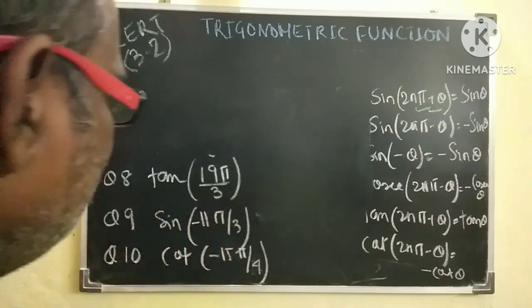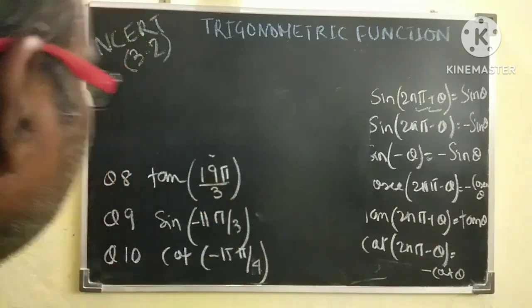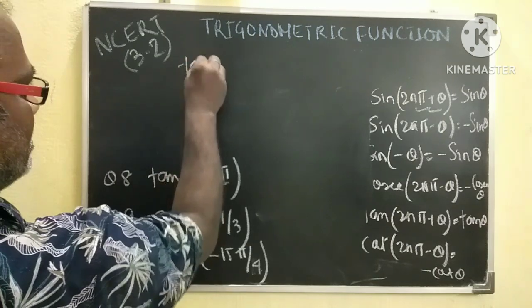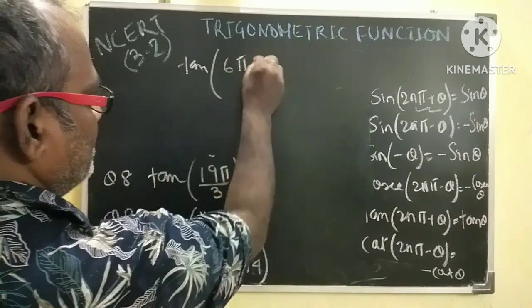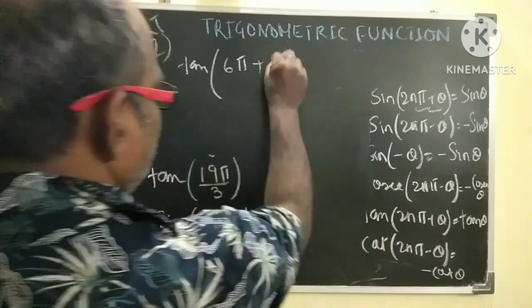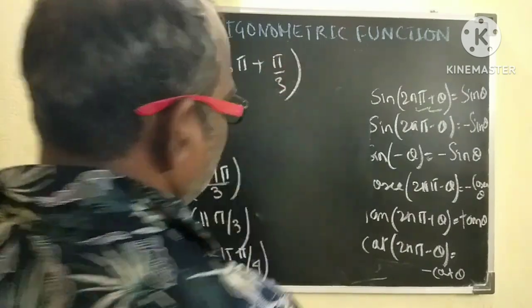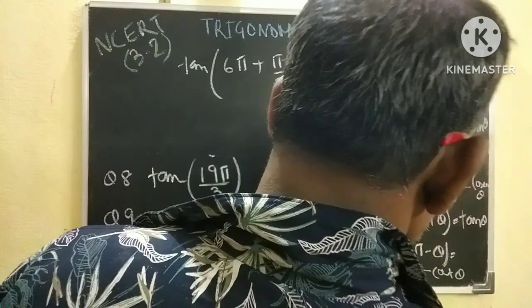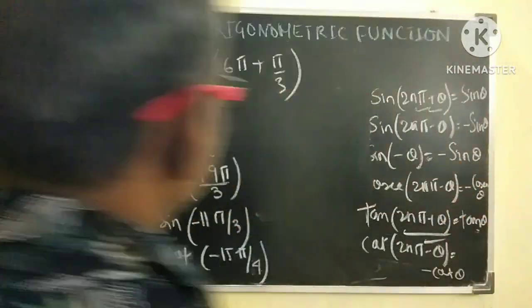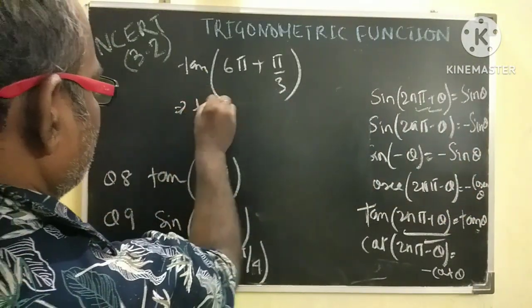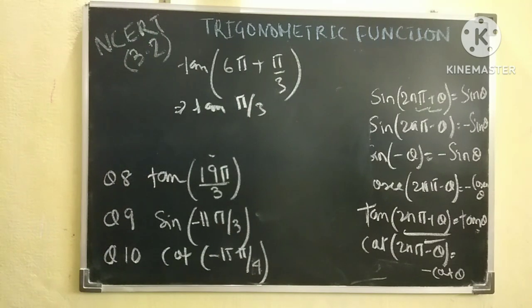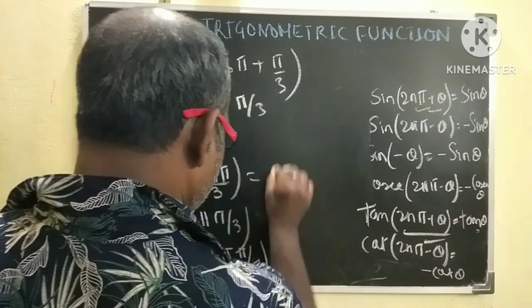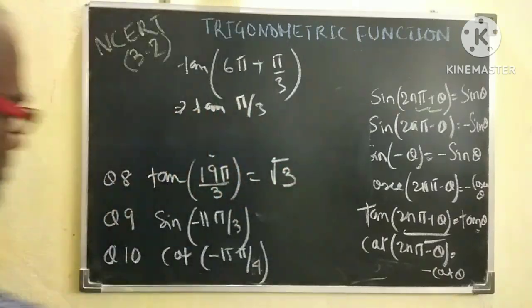So our next question is tan 19 pi by 3. So 19 pi by 3 can be written as tan of 6 pi plus pi by 3. So this is in the form of tan of this form. So this is tan pi by 3. Pi by 3 means it is tan 60. So the value of tan 60 is root 3. So we can write down here root 3.